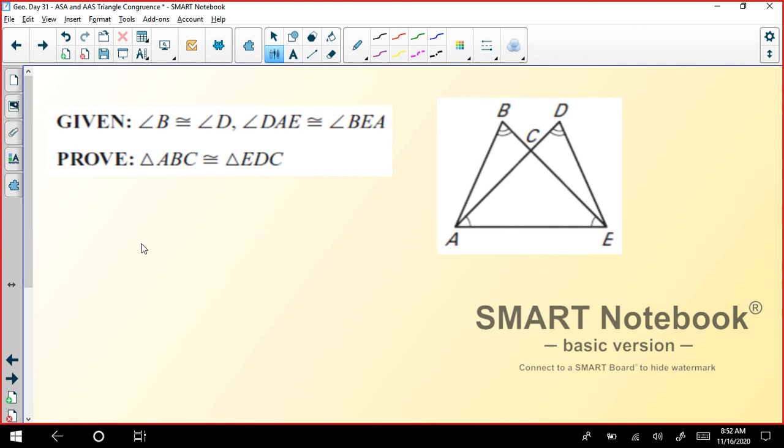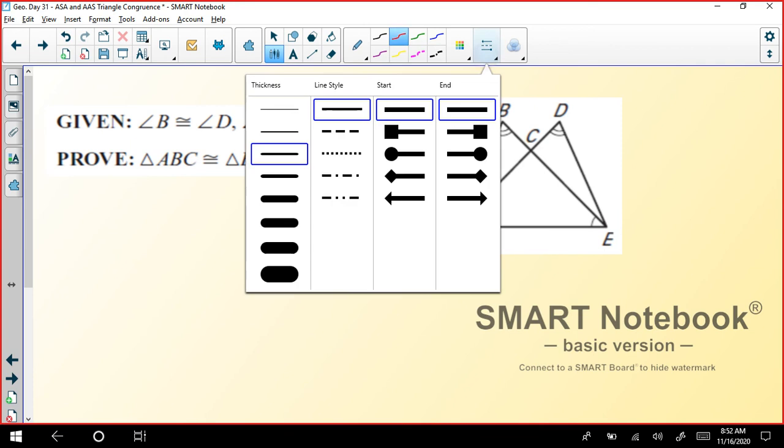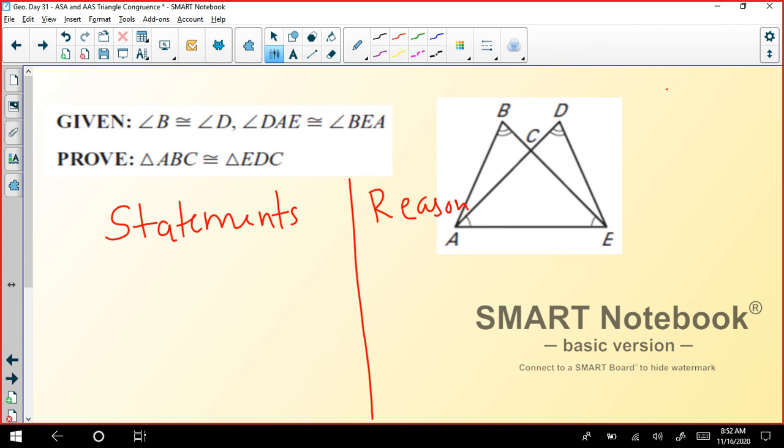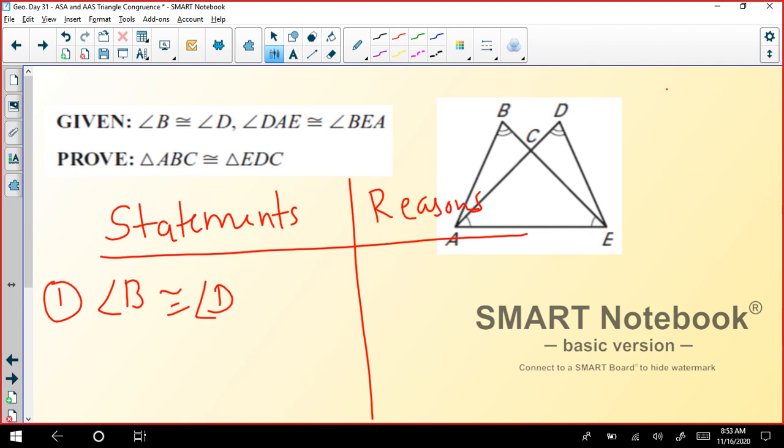I'll do one proof and then we will see a few problems based on this. Same way as usual, I'll be writing the statement and then I'll give you a chance to write the reasons for this particular proof as well. Statements on the left and I'll write reasons on the right. To start with, the first step is always what is given. Angle B is congruent to angle D, and I have angle DAE is congruent to angle BEA. This was the first step which was given.